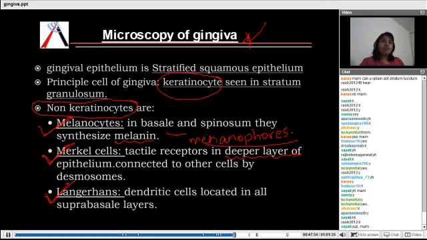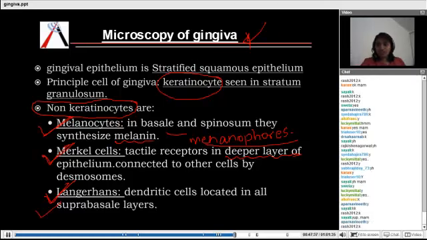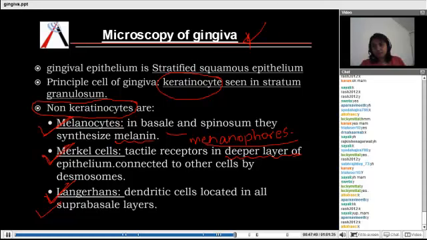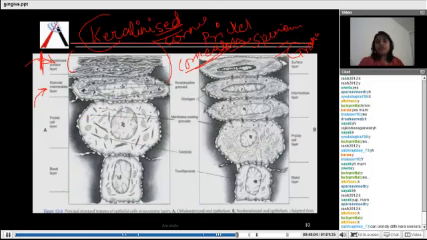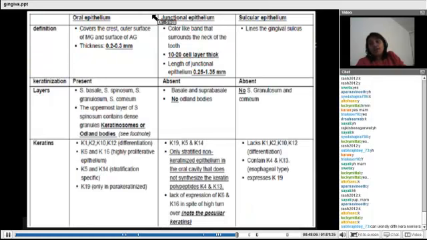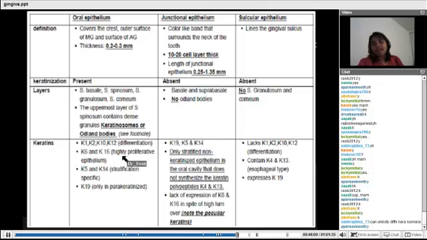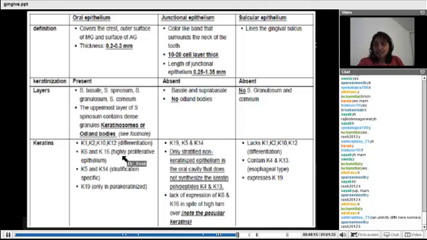Now we'll be talking about the histological classification of epithelium. Shubhrajit and others, did you understand what I explained in this particular thing? Everybody understood? Now can you all tell me which particular layer is missing in non-keratinized epithelium?